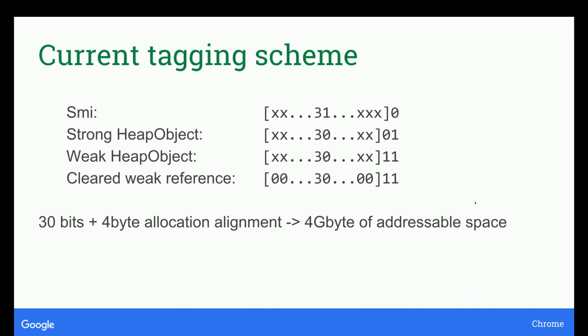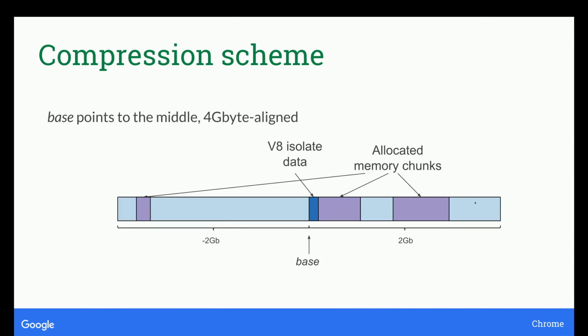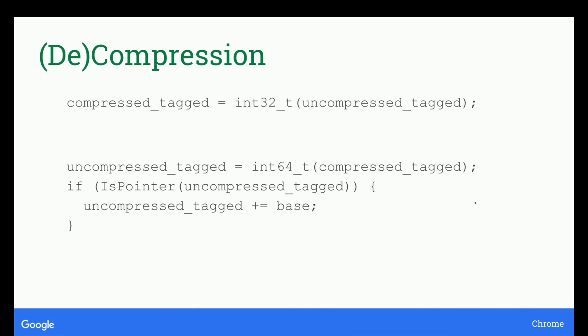In the current scheme that we have, we can address 4 gigabytes of space for the heap objects. And what we do, we have a base pointer, and then we can address 2 gigabytes on this side and 2 gigabytes on the other side. For compressing, it's just casting it to int32. And for decompressing, we cast back to int64. But also in the case of pointers, we have to add the base pointer to it.